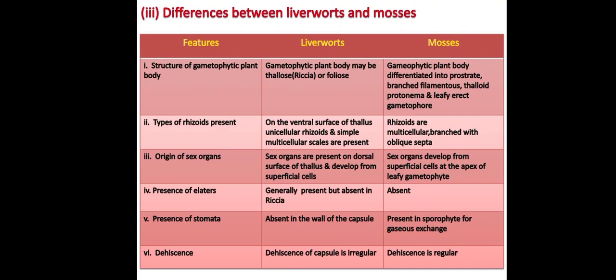Fourth point, presence of elaters: generally present in liverworts but absent in Riccia, and for mosses it is absent. Presence of stomata: absent in the wall of the capsule for liverworts, and for mosses present in the sporophyte for gaseous exchange. Dehiscence: for liverworts, dehiscence of the capsule is irregular, and for mosses, dehiscence is regular.